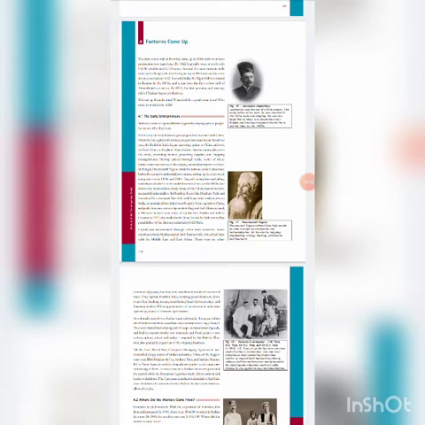Factories come up. In 1854, the first cotton mill in Bombay was set up and went into production 2 years later. By 1862, four more mills were set up, and around the same time, jute mills came up in Bengal. The first jute mill was set up in 1855, and another one 7 years later, in 1862.